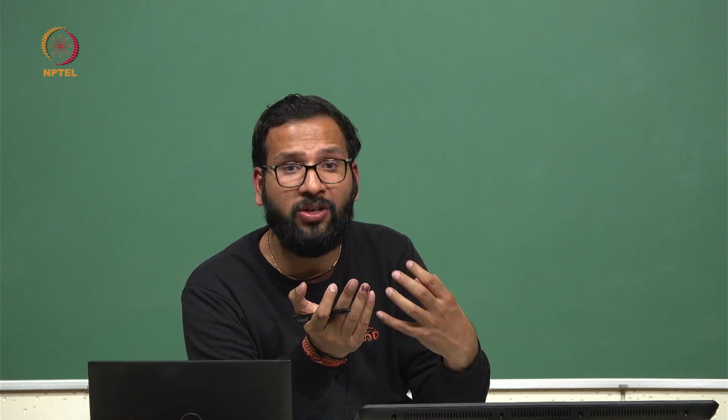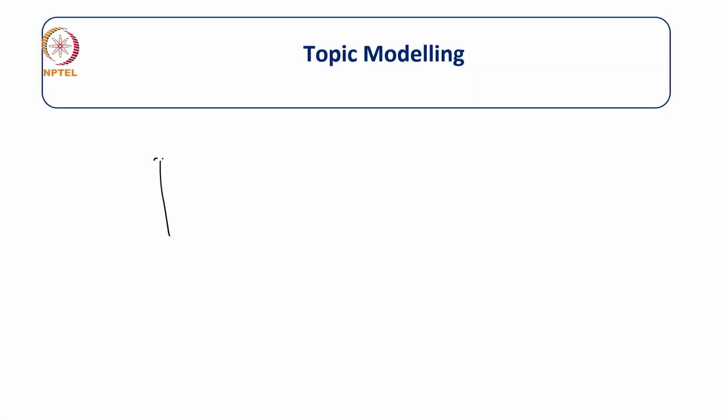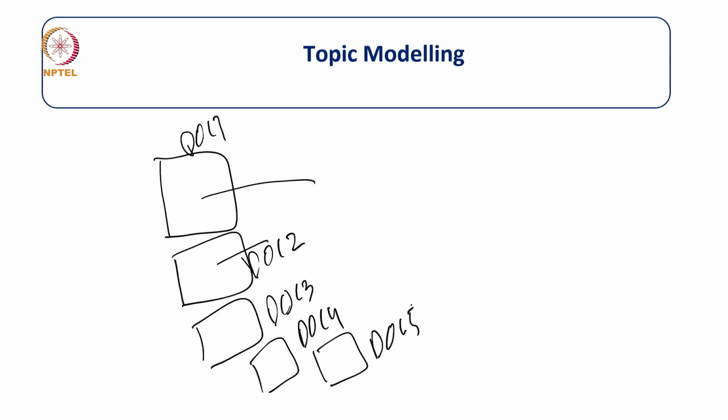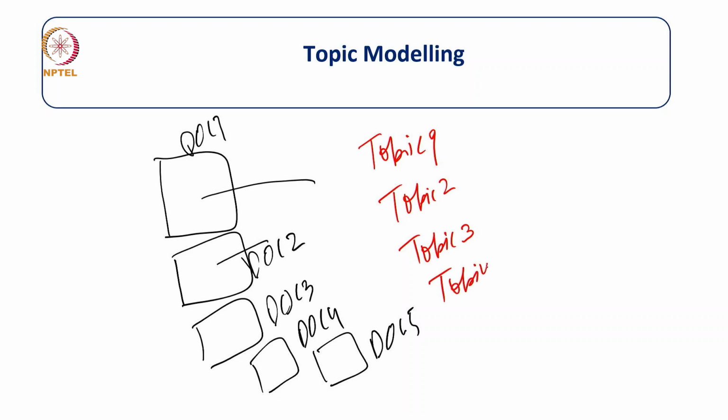In topic modeling, we extract the key topics from the text. Say, for example, we have different documents: document 1, document 2, document 3, document 4, document 5. Then we have topic 1, topic 2, topic 3, topic 4 and topic 5.